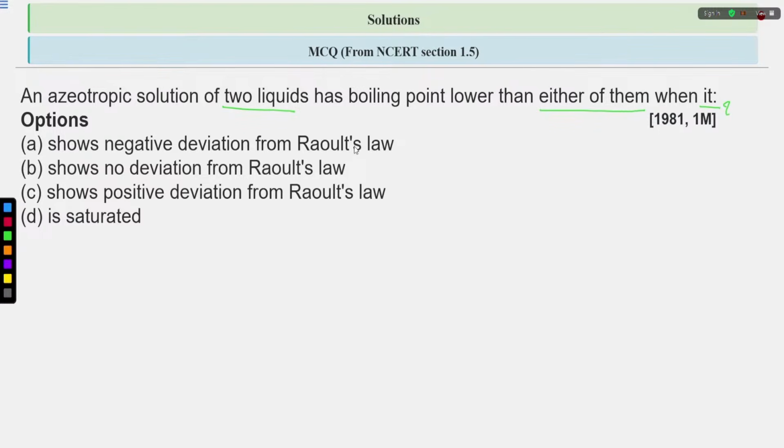The four given options are: shows negative deviation from Raoult's law, shows no deviation from Raoult's law, shows positive deviation from Raoult's law, or is saturated. You have to identify which is the correct statement justifying the given statement for the azeotropic solution. You have some time, go through it, and then we will see the correct answer.